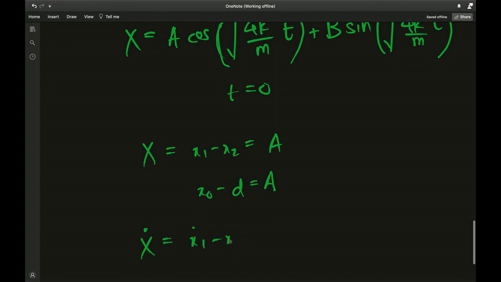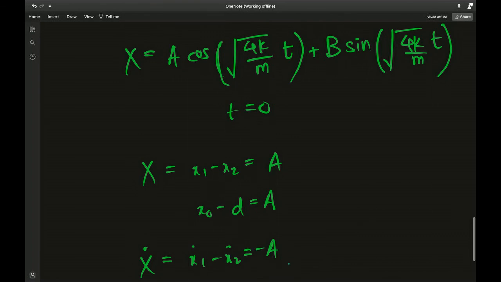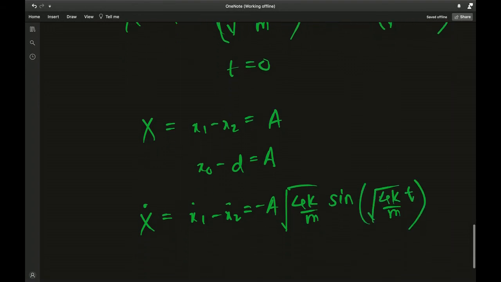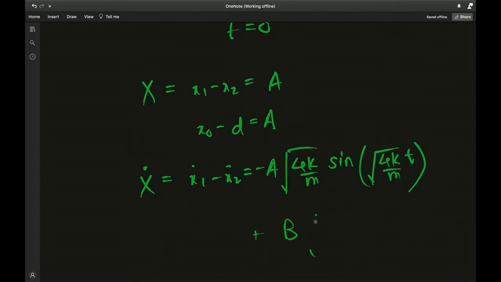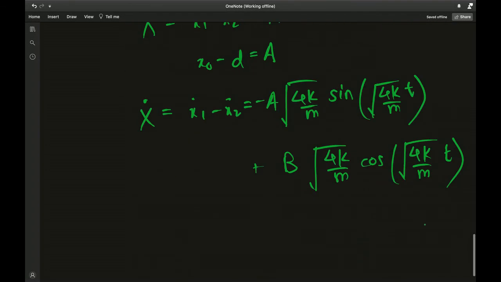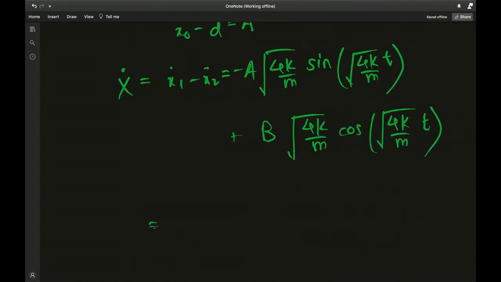So we have x1 dot minus x2 dot is equal to negative a times square root 4k over m sine of square root 4k over m times t, plus b times square root of 4k over m cosine of square root 4k over m times t. And again plug in t equals 0. The sine term will go, so we'll just have b times square root 4k over m.